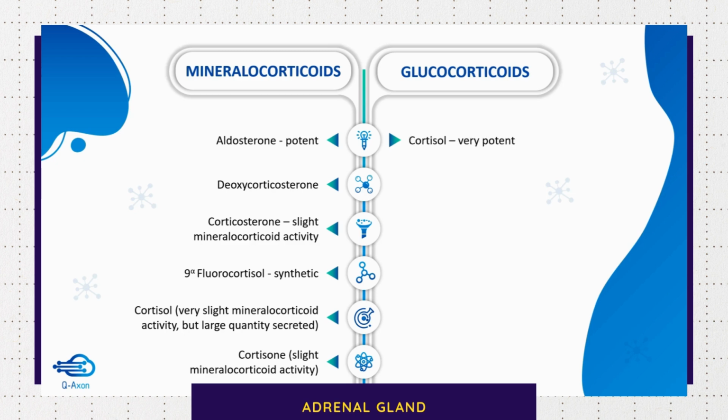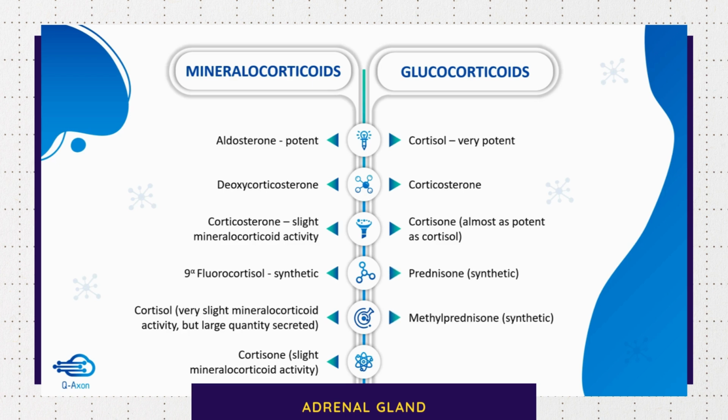Coming to glucocorticoids, cortisol is said to be a very potent glucocorticoid, corticosterone. Then we have cortisone. This cortisone is almost as potent as cortisol. Then we have these synthetic glucocorticoids, namely prednisone, methylprednisone and dexamethasone. So out of these synthetic glucocorticoids, dexamethasone is said to be 30 times as potent as cortisol.